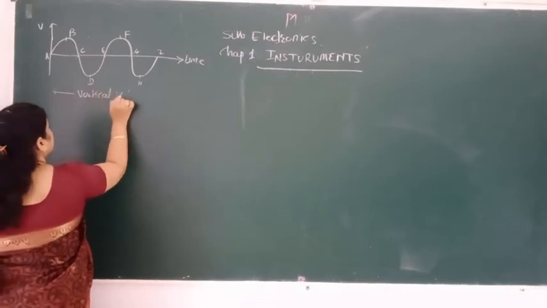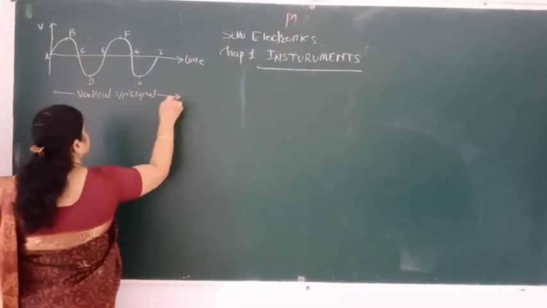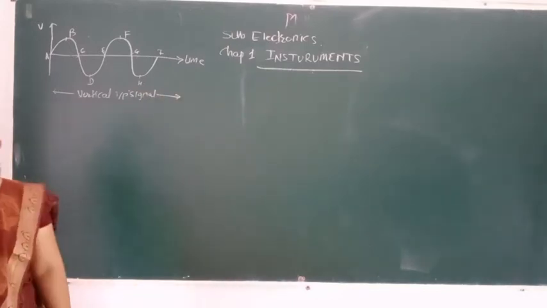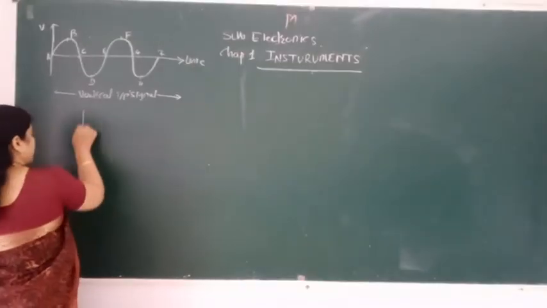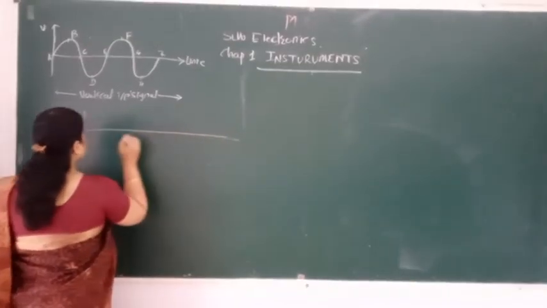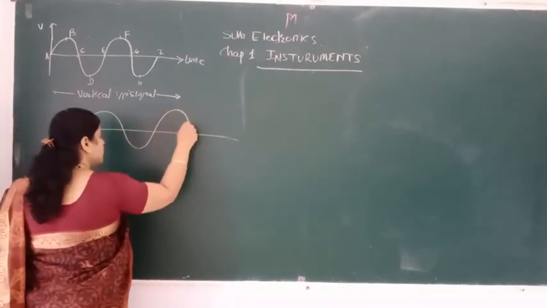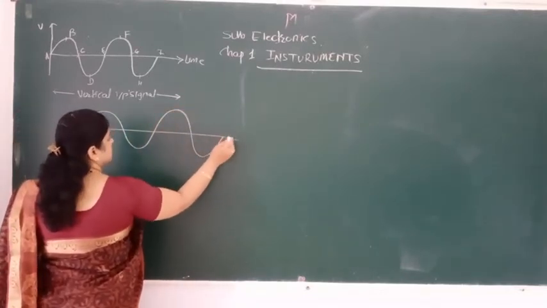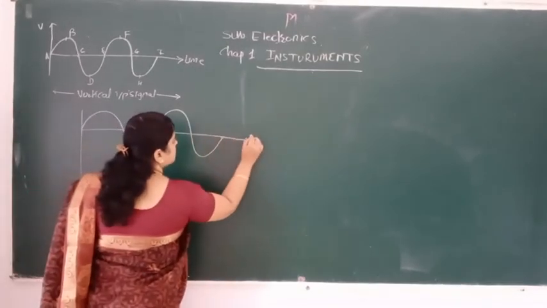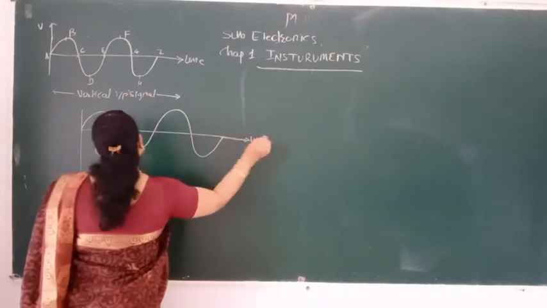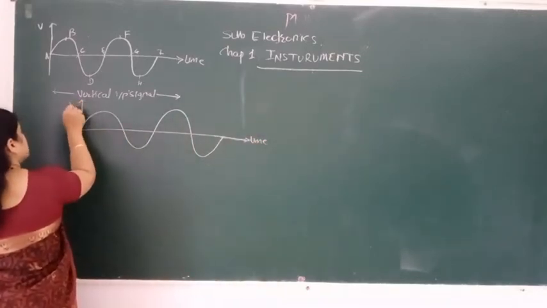Vertical input signal. It is the vertical input signal. Then the image of that, how that waveform is observed on the CRO screen, we will see. This is for time t, and this starts from 0. This is the voltage V.